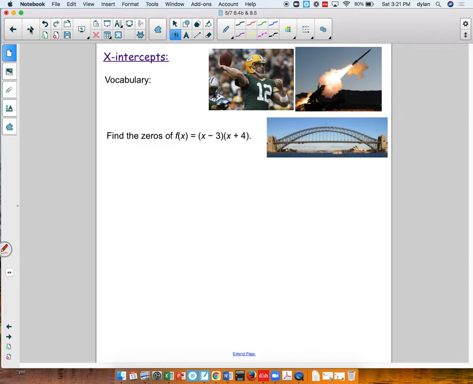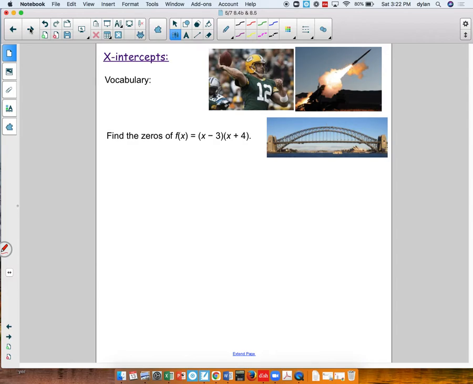Let's talk about vocabulary a little bit here. Because x-intercepts are incredibly important, and we're going to spend most of the rest of this year finding x-intercepts of quadratic functions, because a lot of things in engineering and physics are quadratic. And oftentimes you want to know where something starts and where it ends. For example, you might want to know where Aaron Rodgers' pass is going to land. If you're in the military, you might want to know where that missile you're launching is going to land. You can look at a bridge and see a quadratic function within the bridge, where the x-intercepts would be the places where the bridge meets the road that it's holding up.